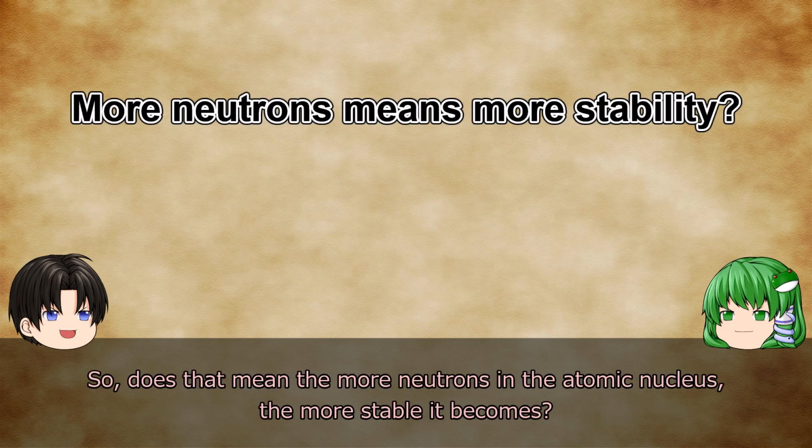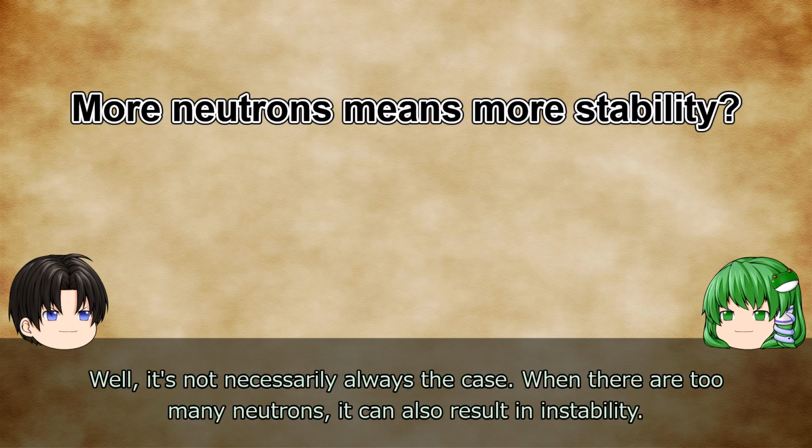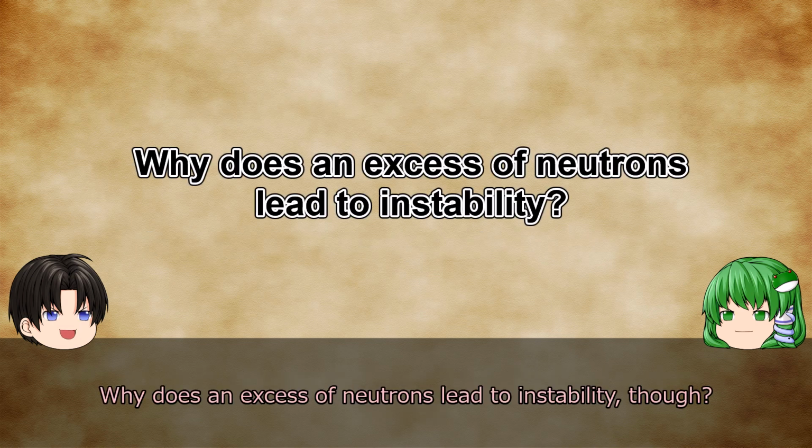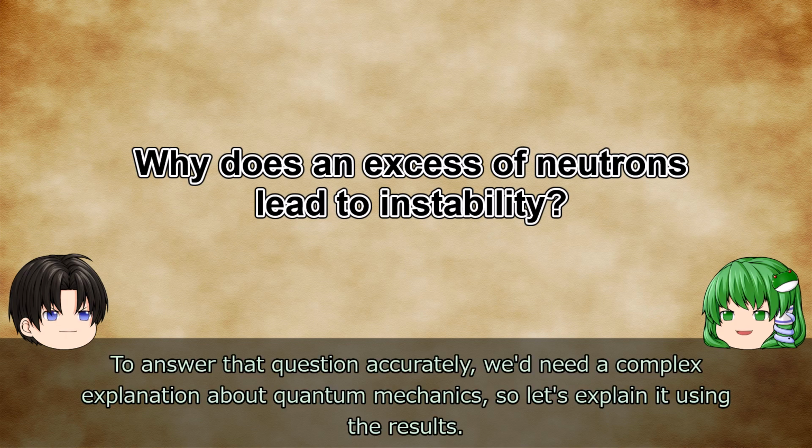So does that mean the more neutrons in the atomic nucleus, the more stable it becomes? Well, it's not necessarily always the case. When there are too many neutrons, it can also result in instability. Essentially, it boils down to finding the right ratio of neutrons to protons. Oh, I see. Why does an excess of neutrons lead to instability, though? To answer that question accurately, we'd need a complex explanation about quantum mechanics, so let's explain it using the results.